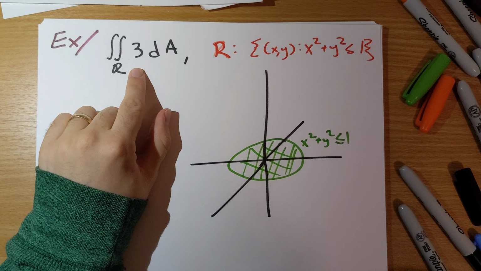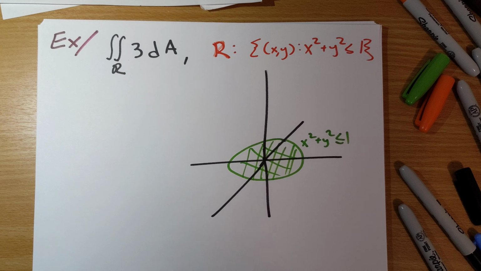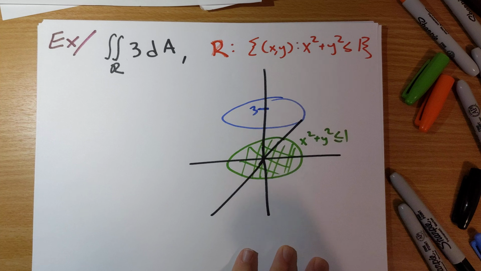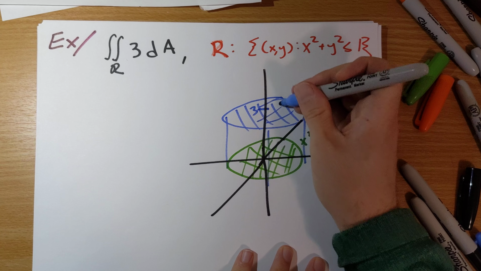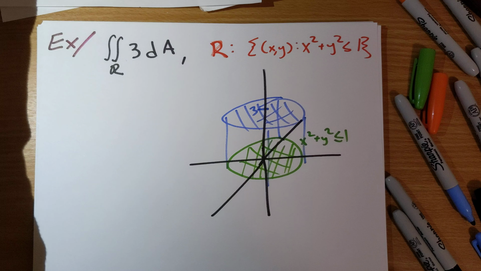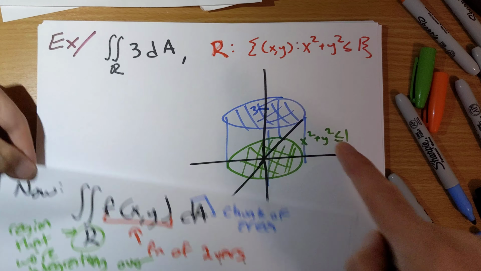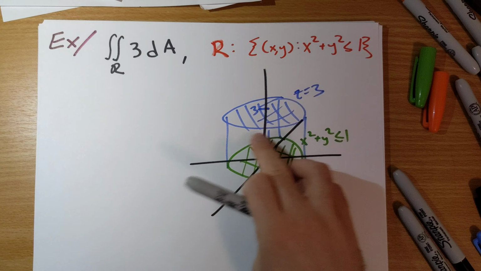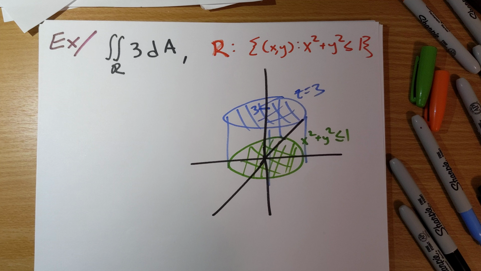And then the function that we're integrating here, f of x y, is 3. That's a constant. So here is 3. So what's going on here, this double integral is going to be the volume under the surface z is equal to 3, and over the region R, over the circle x squared plus y squared is less than or equal to 1. Filled in circle, I should say there.